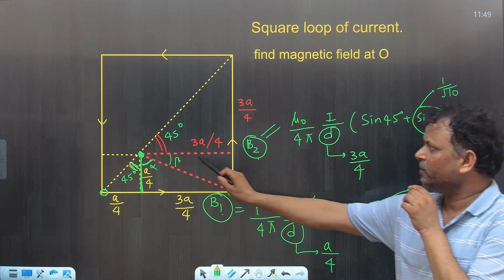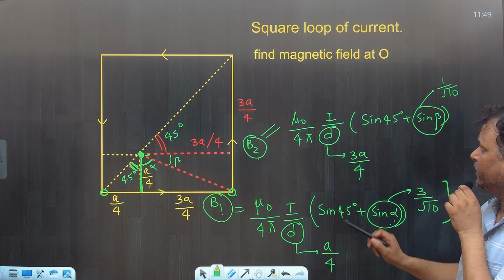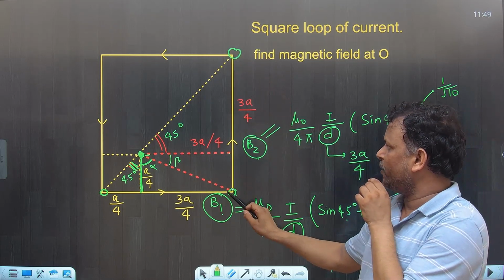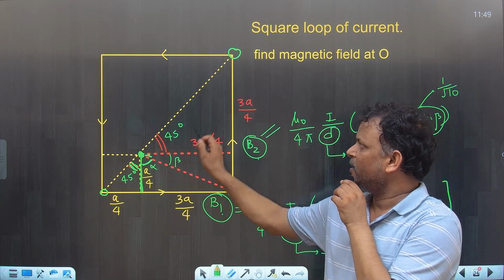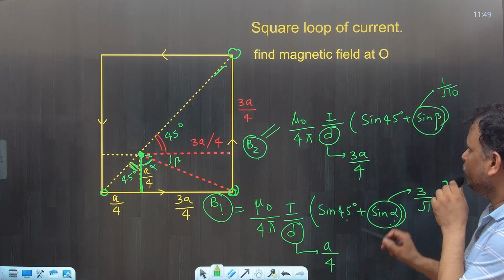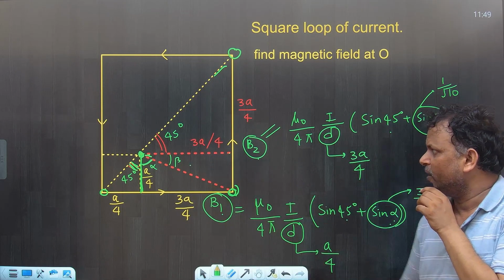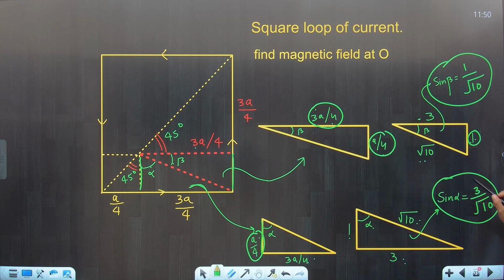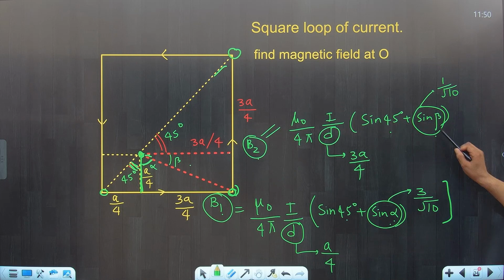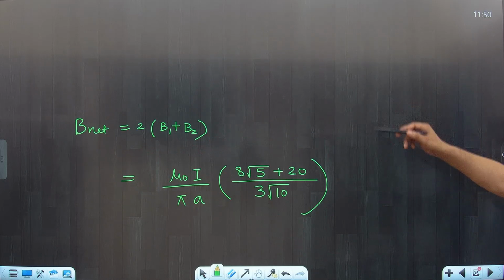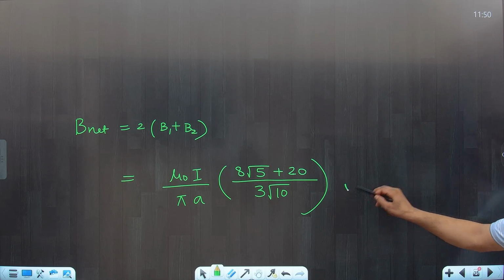d was here 3a by 4, and these 2 end points are making angle beta and 45 degree at point O. So I have written sin 45 degree plus sin beta, and sin beta is, as you have calculated earlier, 1 by root 10. So you keep sin beta as 1 by root 10 here. Now you add these two values, B1 plus B2, and you will get this answer.